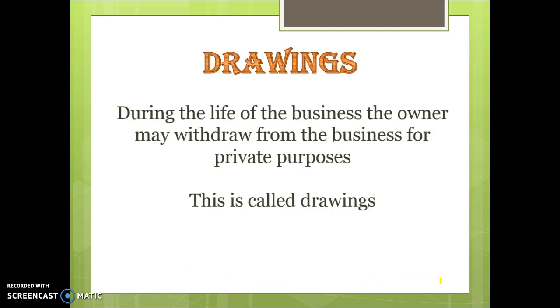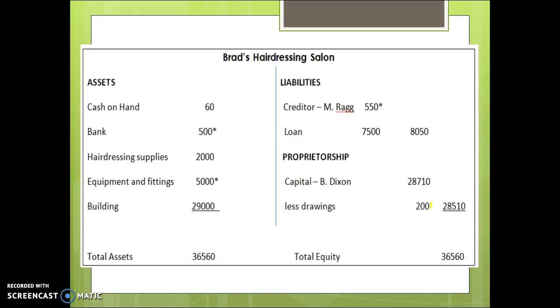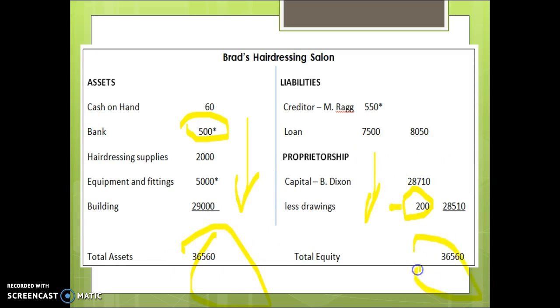Whenever the owner withdraws money from the business, this is referred to as drawings, and it's taken out of owner's equity. So if we withdraw cash, cash would go down, and you take it away from drawings in owner's equity. So for example, on the July 5th, we withdrew $200 for personal use. Bank goes down by 200, and drawings on the other side goes down by 200. So again, here your bank account would go down by $200 from 700 to 500, and you would have this figure called less drawings, and that would be a negative figure, so it should have a minus 200 in front of it. And again, because both sides have gone down by 200, that would cause our balance sheet to remain in balance on both sides.